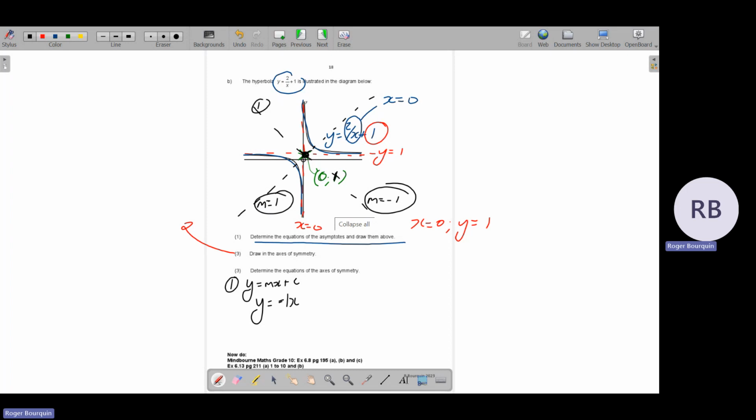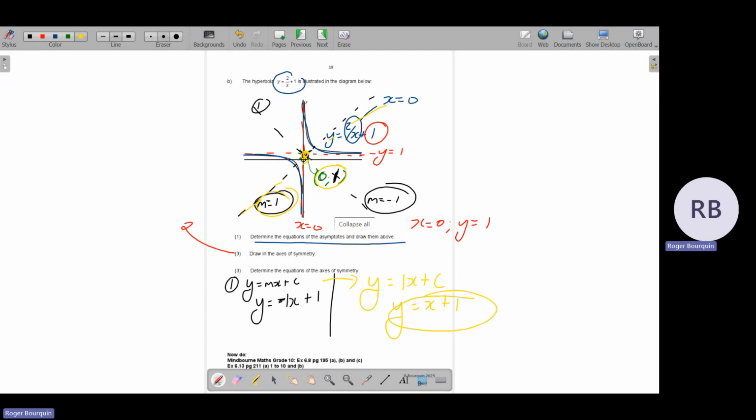And we know the y-intercept. Your point of intersection of the asymptotes will always be the y-intercept. So y is equal to -x, and c, the y-intercept, is 1. So that's your one axis of symmetry. For this axis of symmetry over here, the gradient is 1. So if I use y is equal to mx plus c, you get y is equal to 1x plus c. And c is the y-intercept, which is 1. So you end up with y is equal to x plus 1. So those are the equations of the axes of symmetry.